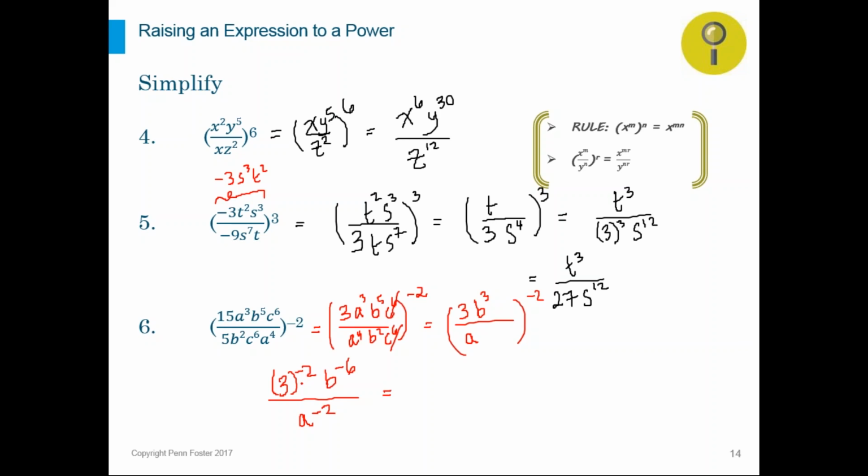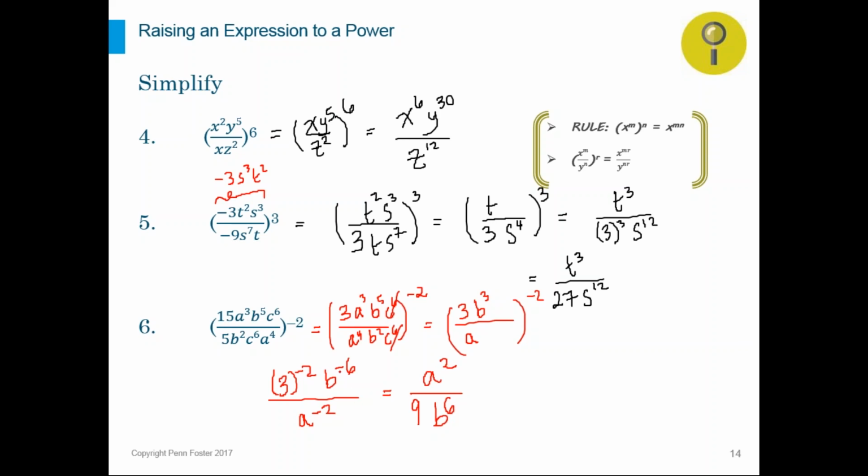Okay, well, 3 to the second power is 3 times 3 is 9, but we have a -2, so the 9 has to appear down in the denominator. B to the -6, it's a negative power in the numerator, then flip the b. So the b should appear now in the denominator with the 6th power. A to the -2 in the denominator, flip the a and keep the second power on the top. That would be your final answer.